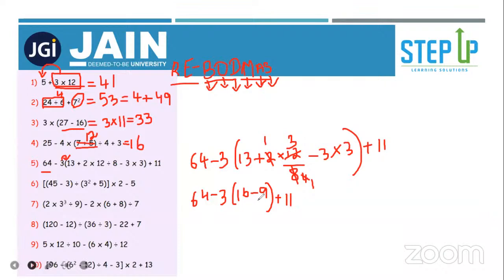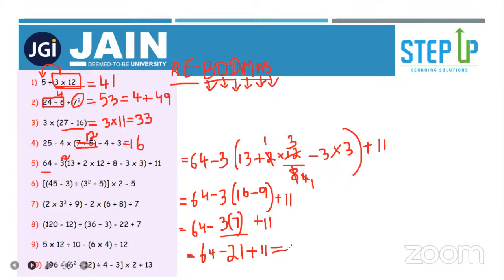Okay, 16 minus 9. How much is 16 minus 9? So 64 minus 3 times, yes, bracket of 7 plus 11. So this will be 21. So 64 minus 21 plus 11. You add or you subtract first, doesn't matter. Your answer will be same.